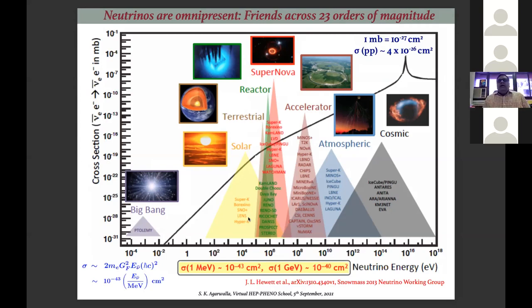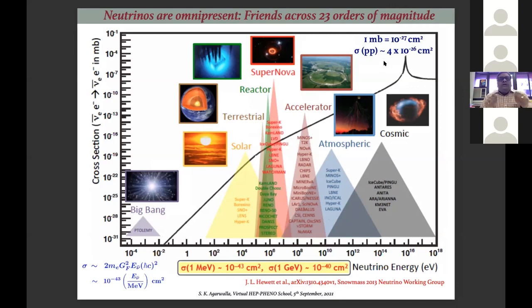Now, just to give an idea, the job was very difficult. You can see that when you increase energy, the electron elastic cross section is proportional to the energy of the neutrino. On the bottom left, I am giving this expression. Now, if your neutrino energy is say 1 MeV, the area available for this interaction to happen is around 10 to the power minus 43 centimeters square. And if you go to 1 GeV, the area increases and is around 10 to the power minus 40 centimeters square. Now, this cross section is plotted in millibarn unit, and 1 millibarn is 10 to the power minus 27 centimeters square. You can see on the top.